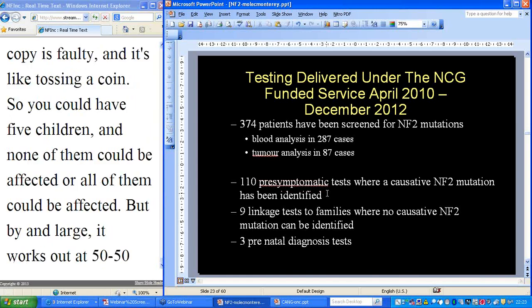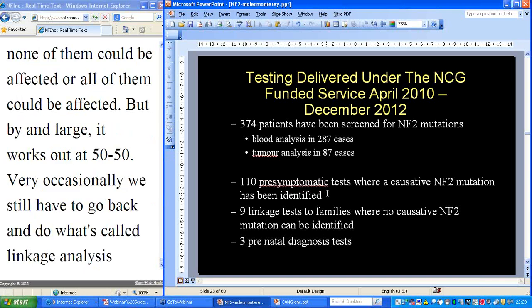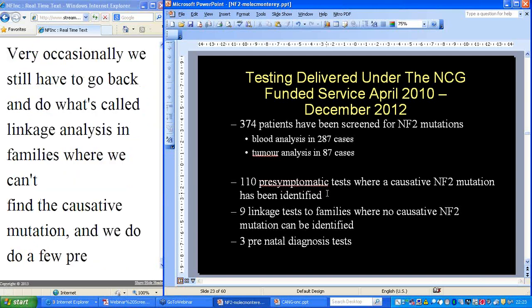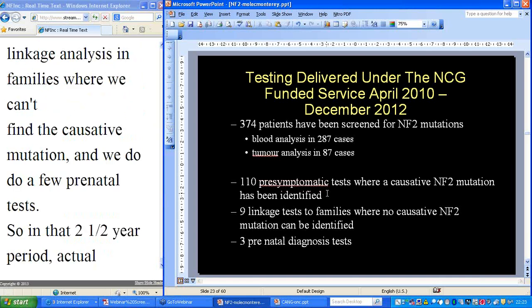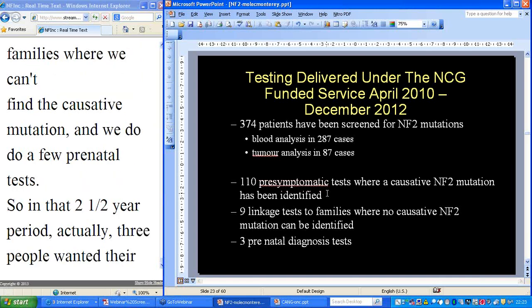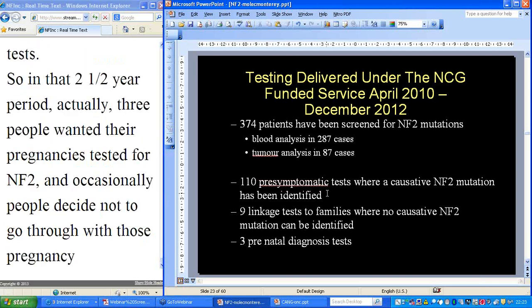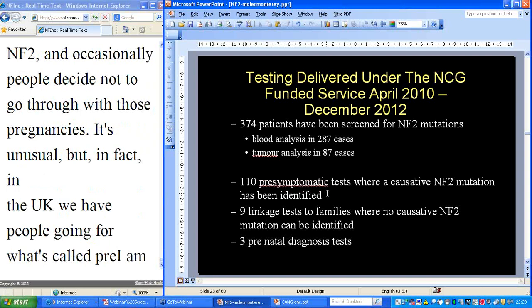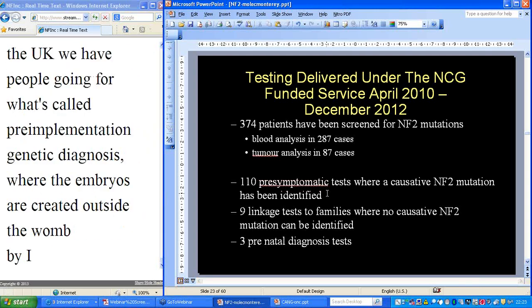Very occasionally, we still have to go back and do what's called linkage analysis in families where we can't find the causative mutation. And we do a few prenatal tests. So in that 2.5-year period, actually 3 people wanted their pregnancies tested for NF2, and occasionally people decide not to go through with those pregnancies. It's unusual, but in fact, in the UK, we do have people going for what's called pre-implantation genetic diagnosis, where the embryos are created outside the womb by IVF treatment, and then you only put in the embryos that you've tested that don't have the NF2 gene.